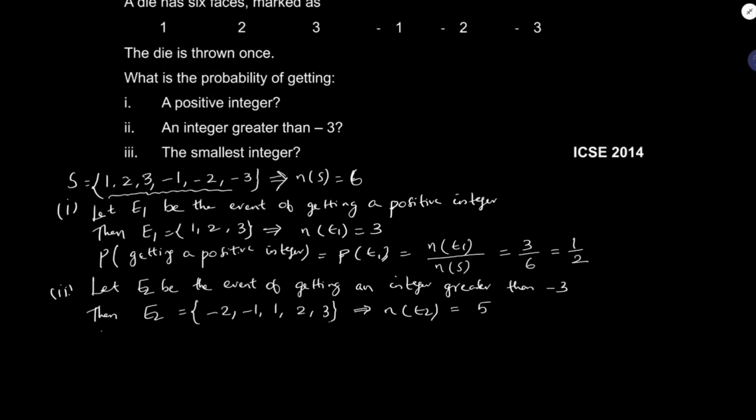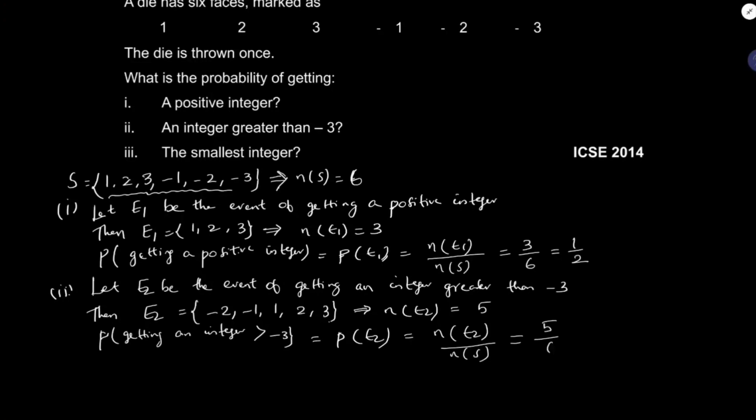So probability of getting an integer greater than -3 is, you can write P of E2, that is n of E2 by n of S. So number of favorable outcomes here is 5 and total outcomes are 6. So this is the answer, 5/6.